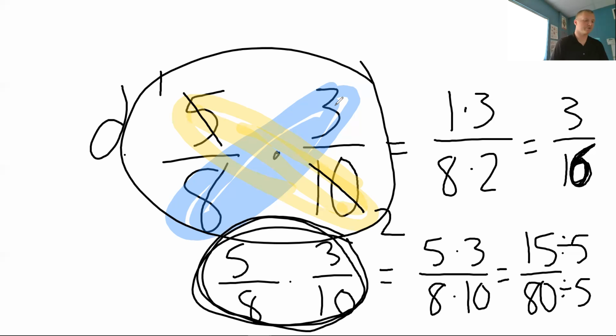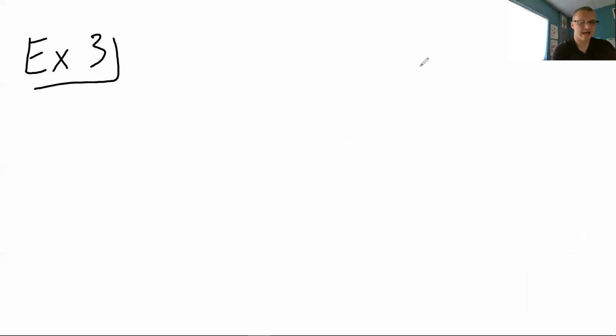All right, so let's try example 3 where we have 3 different fractions. Is your way just to multiply across? No. So example 3, I have 8 over 9 times 3 over 10 times 5 over 4.